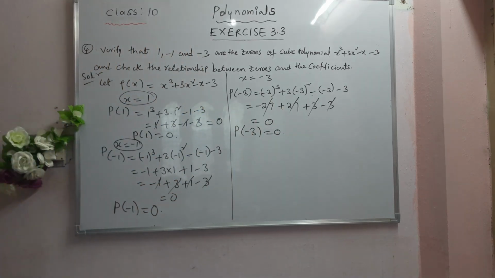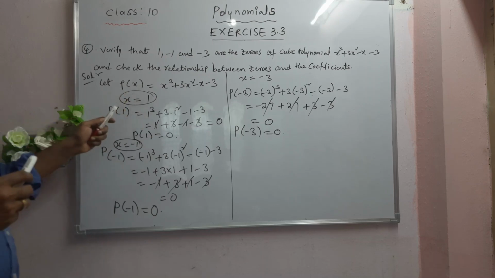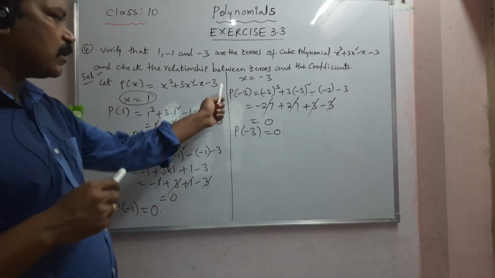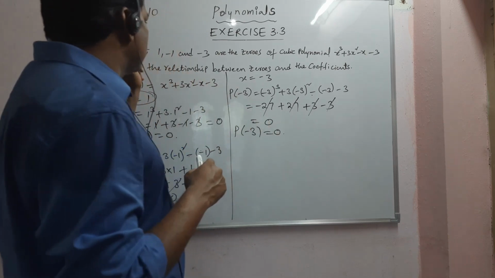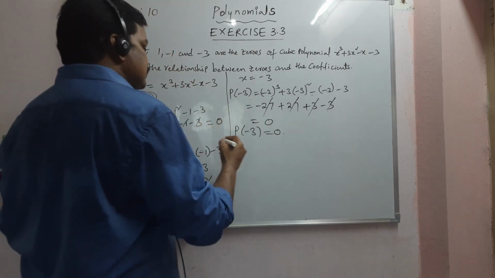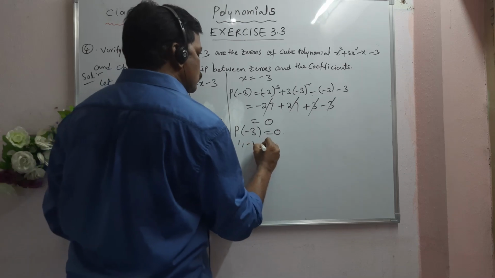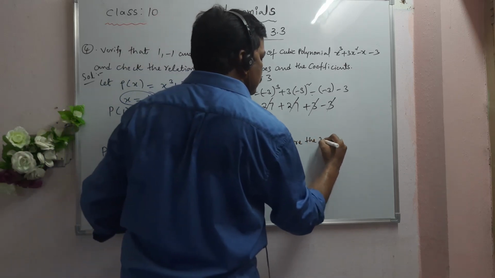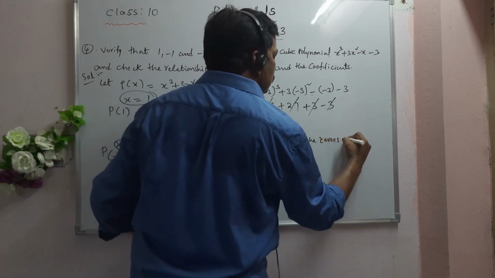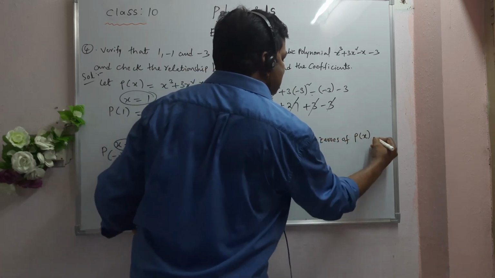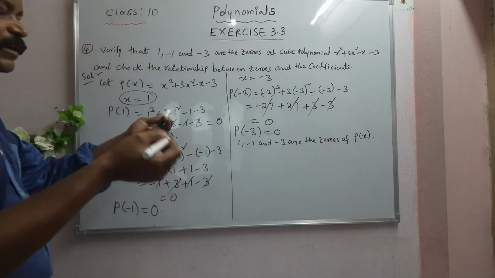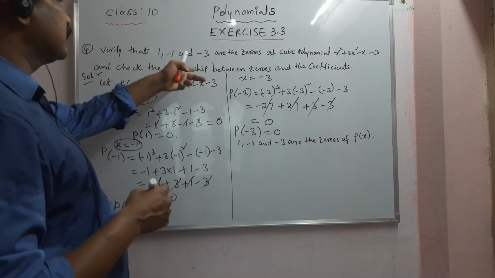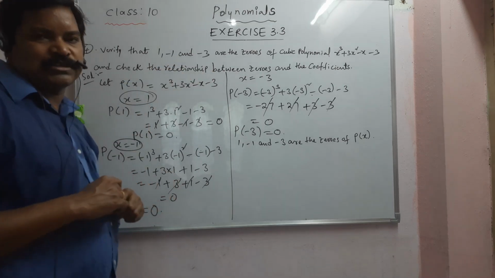So what do you observe, students, here? This p of 1 is equal to 0, p of -1 is equal to 0, and p of -3 is also 0. Then our conclusion is that here 1, -1, and -3 are the zeros of p of x. We have verified here, right? Next, we have to check the relationship between zeros and the coefficients.